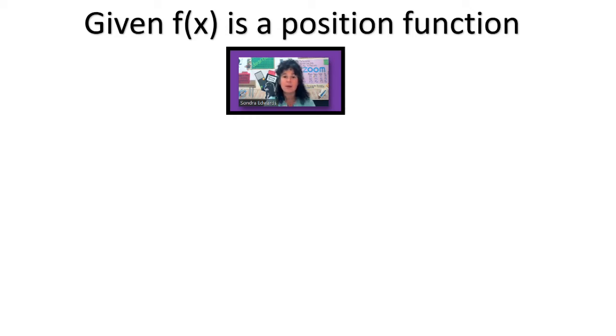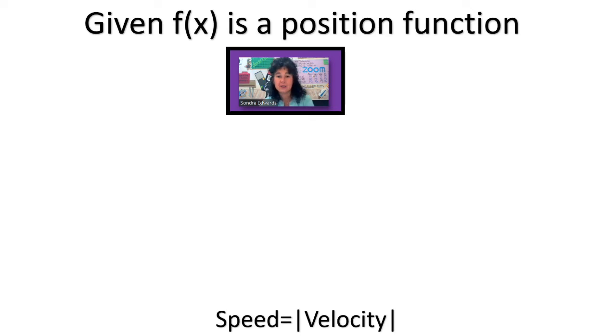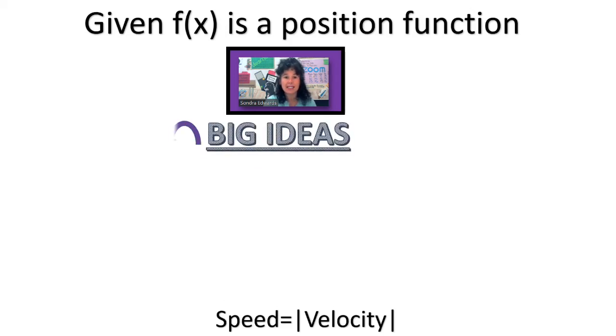Let's say that we name our function f of x instead of h of t. So we have our function f of x. We know that speed is the same thing as the absolute value of velocity. So that's one thing we know. Some other big ideas.